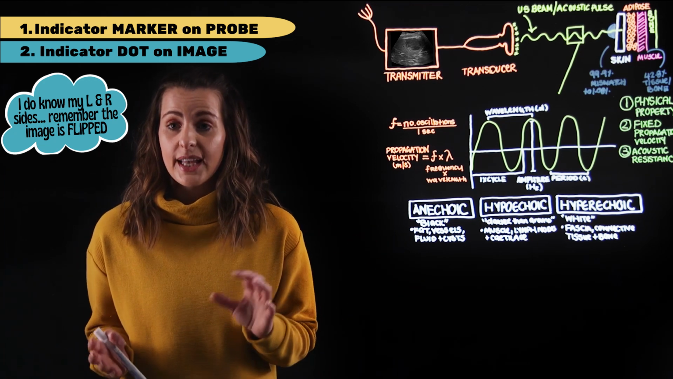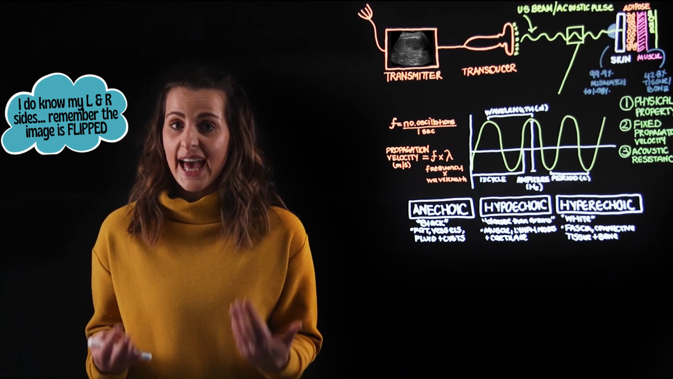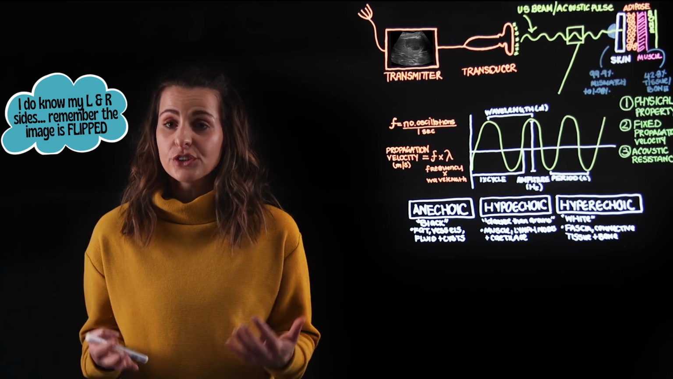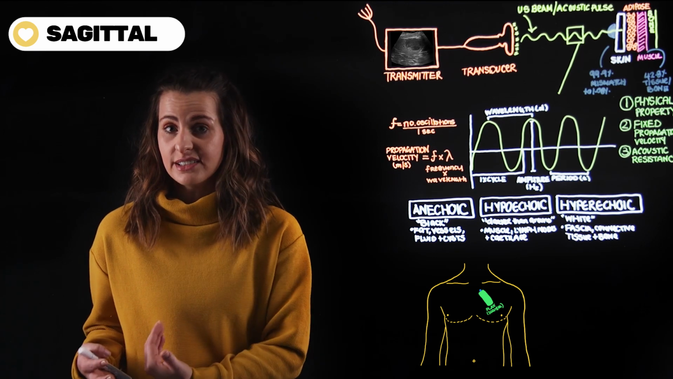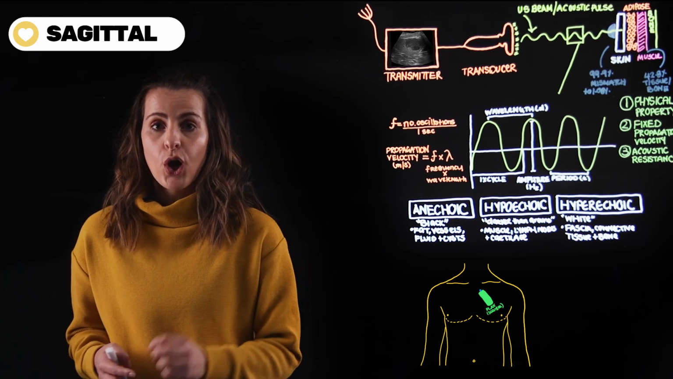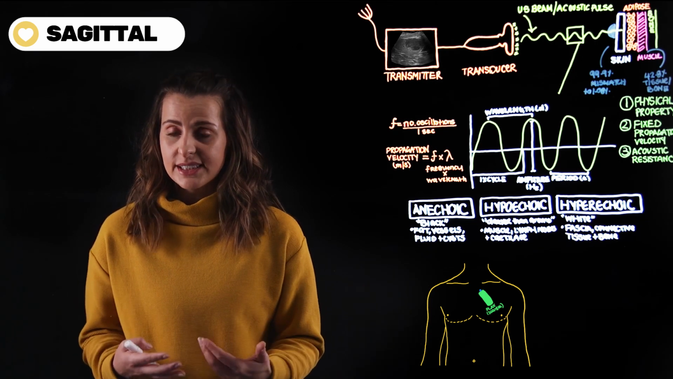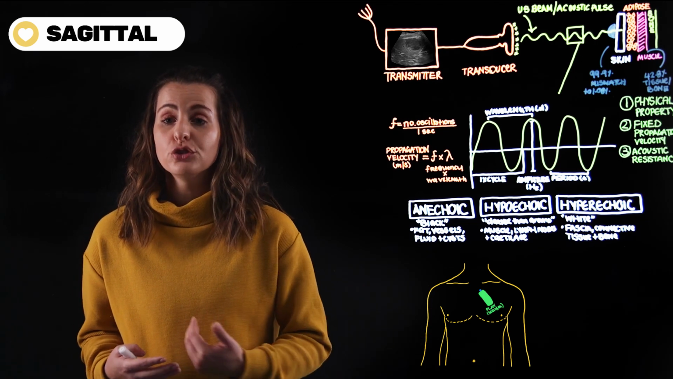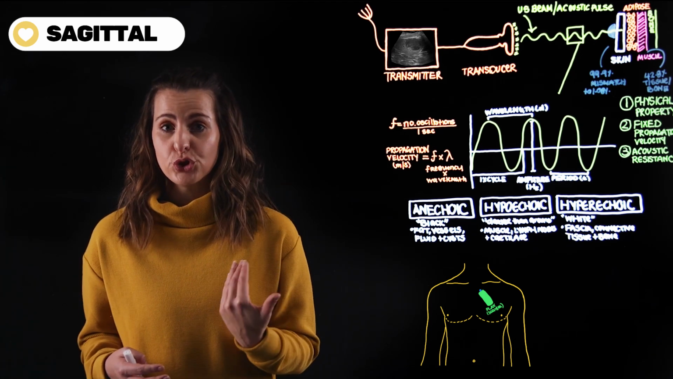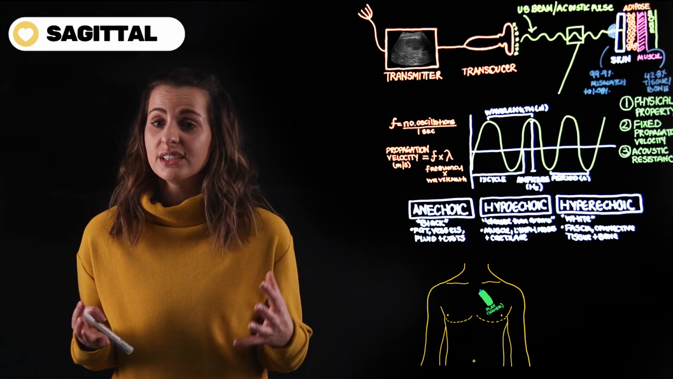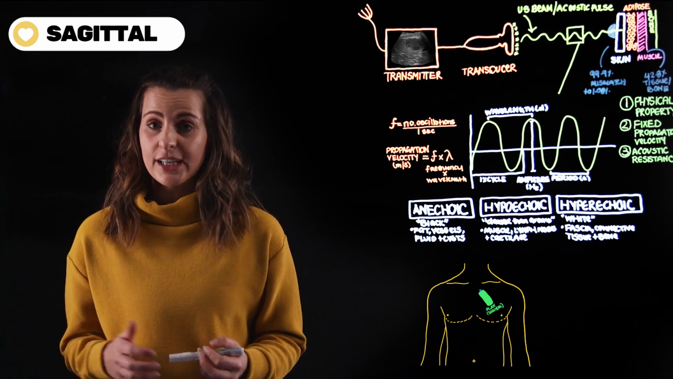The first view that I'd like us to consider is going to be the parasternal long axis view. This is going to help us to think about the sagittal plane or slice straight through the heart. With reference to the patient position image, we can see that the indicator marker is going to be superiorly located and pointing towards the patient's right shoulder. Let's then consider the relative sides when we're looking at the ultrasound image in the sagittal view.